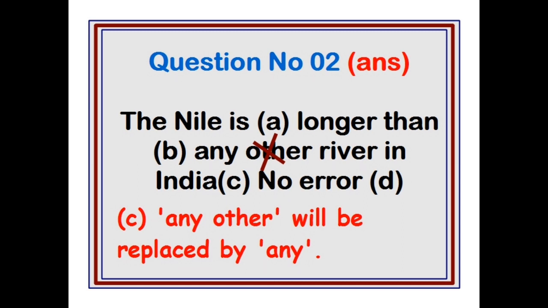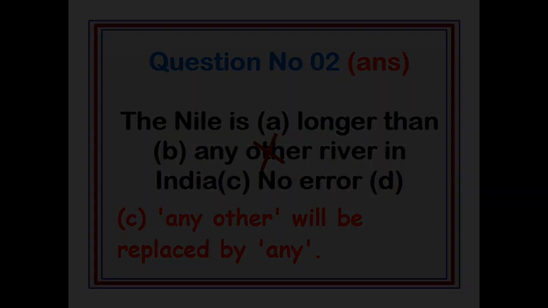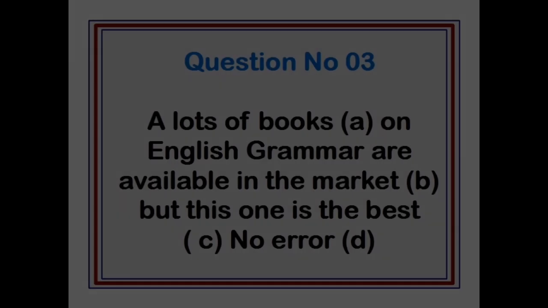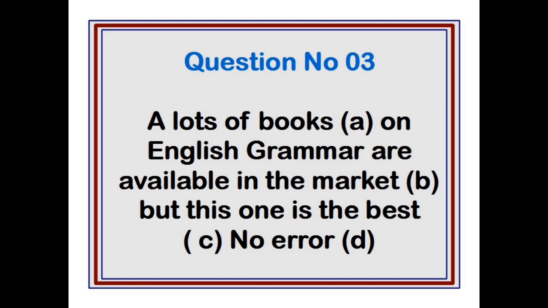Okay, let's go for the third question. Here goes the third question. A lots of books, option A, on English grammar are available in the market, option B, but this one is the best, option C, and no error D. Look, here the error lies in the A part.